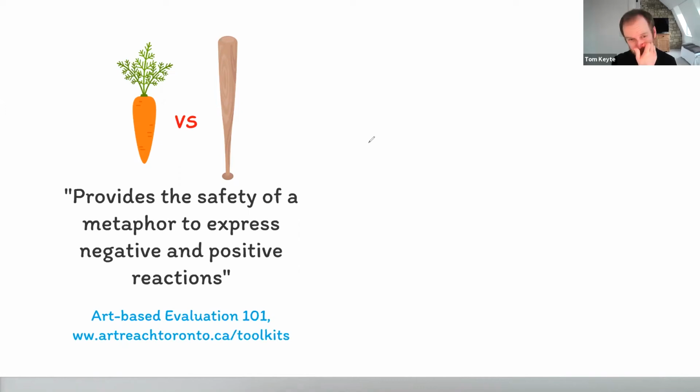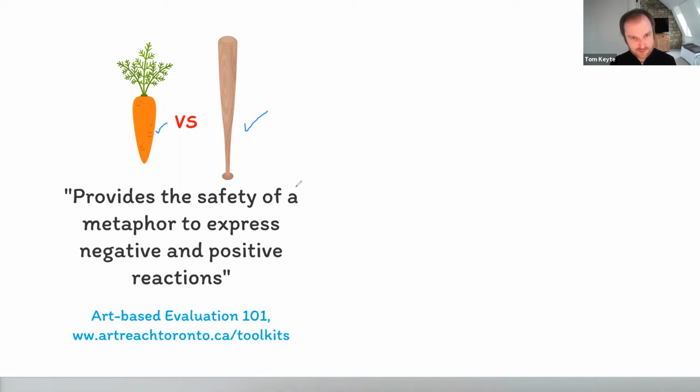So thanks, a couple of you mentioned that. So I mentioned, sorry, a carrot and a stick. It's an English metaphor, but the point is that it can provide the safety of a metaphor to express negative and positive reactions, although that's something to also be careful about and how that's managed within a workshop. But we've often found that whether it's expressing negative or positive, metaphors can be a great way of creatively bringing out opinions as well.